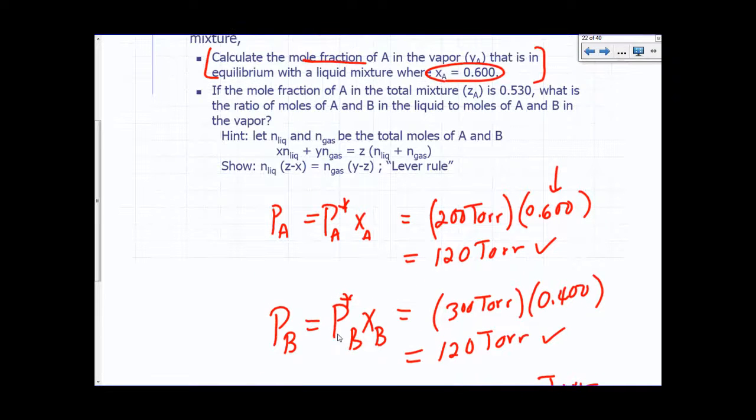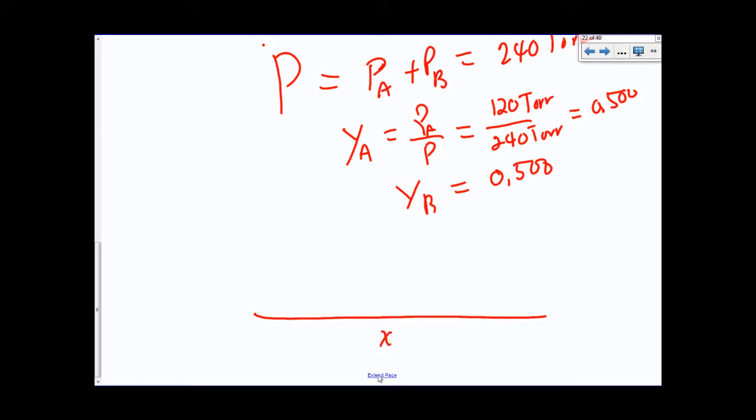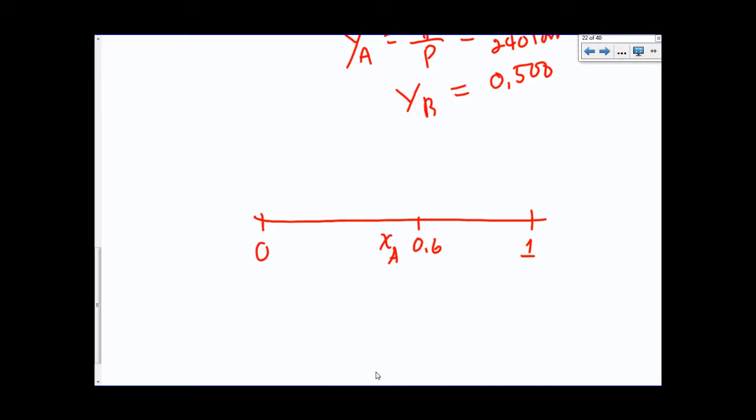So that's what you have in the vapor. Now what do you notice here? In the liquid, the mole fraction of A is 0.6. Let's go from 0 to 1 here. The corresponding mole fraction of A in the vapor is only 0.5, that's halfway there. So the mole fraction of A in the liquid is 0.6, and its mole fraction in the vapor, Y sub A, is 0.5. What do you notice here? You say that the vapor is poorer in A, right?